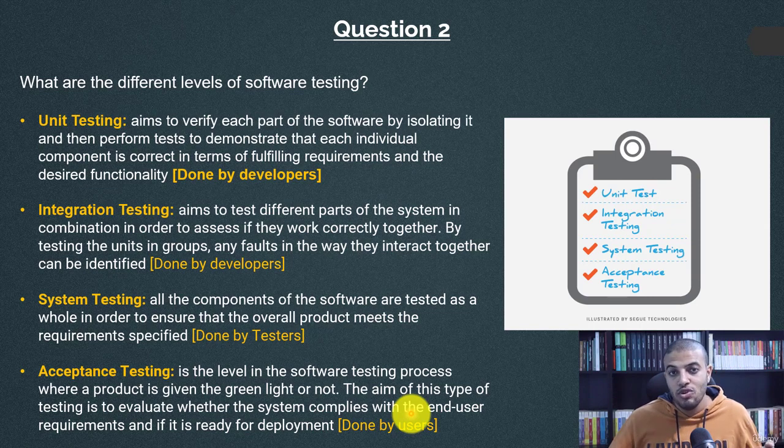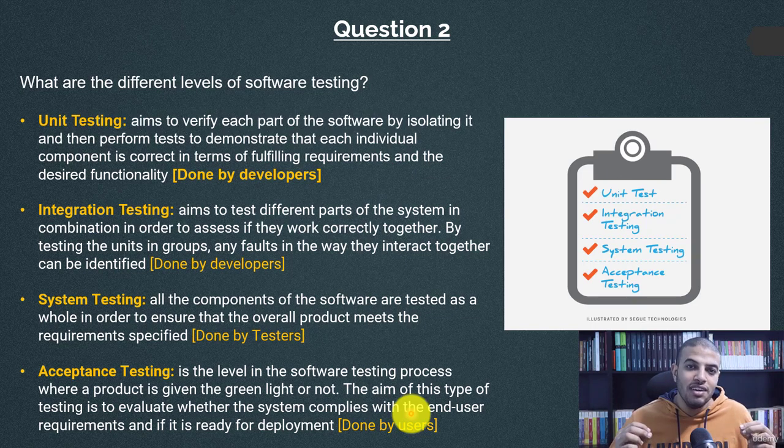Also, we have types of acceptance testing like alpha testing, beta testing, contract and regulatory acceptance testing, and also operational acceptance testing and user acceptance testing. We have UAT and OAT, user acceptance testing and operational acceptance testing.